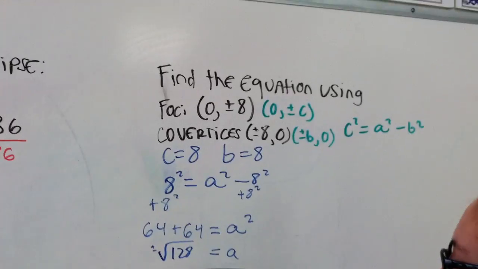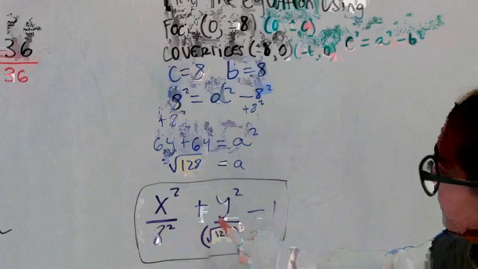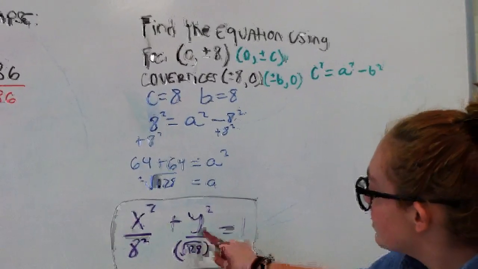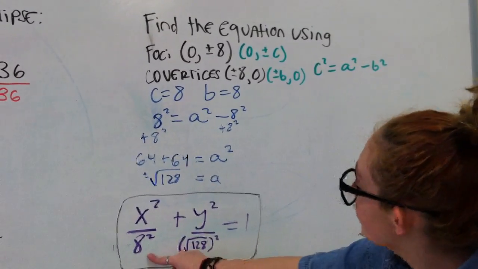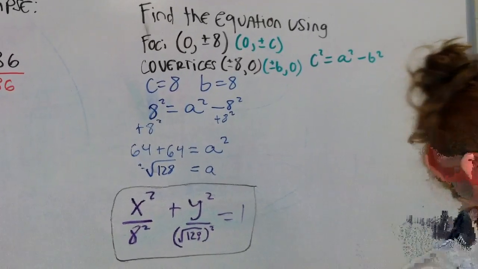And then you know a and b, so you can plug them in: a squared is 128 and b squared is 8 squared. And that's your equation. Beautiful.